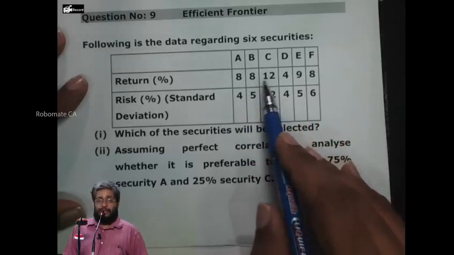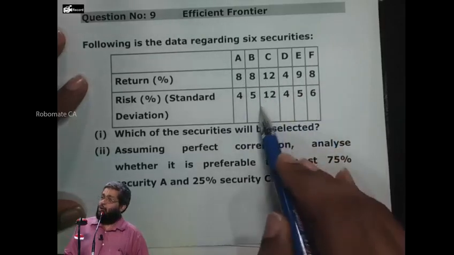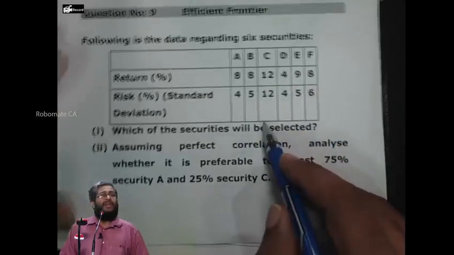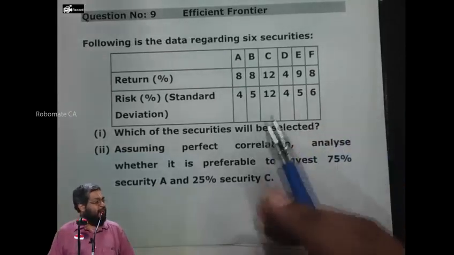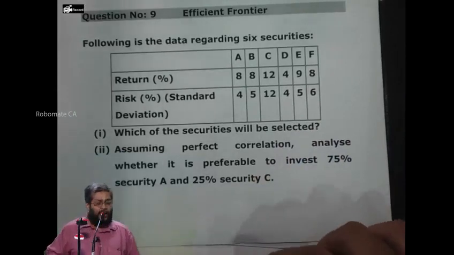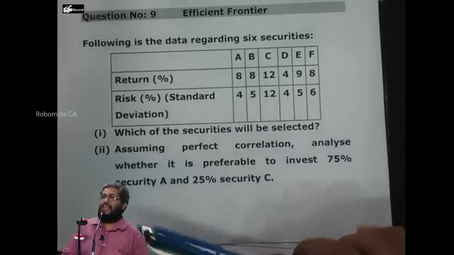Inferior to B also, because for the same return, having what? A lower risk. Right or not? Now, any number of inferiority one can find out. If I find out one inferior itself, it becomes what? Inefficient. Right or not?